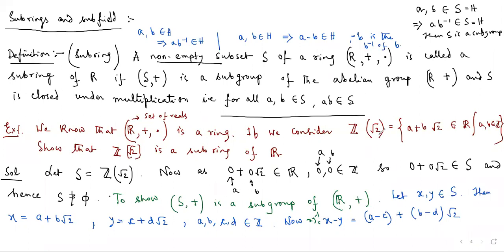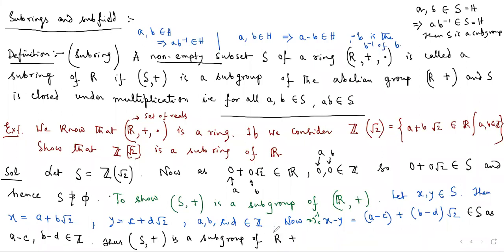So A minus C plus B minus D root 2 belongs to S, as A minus C, B minus D belong to Z. Thus S plus is a subgroup of R plus. And so the second part is also proved.